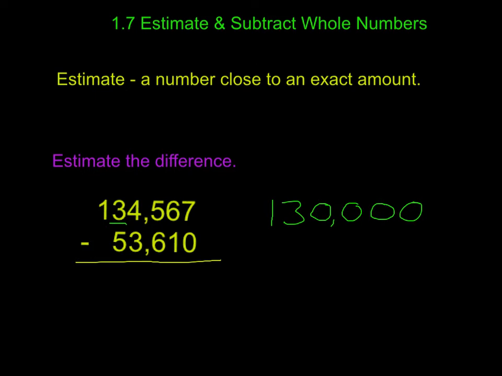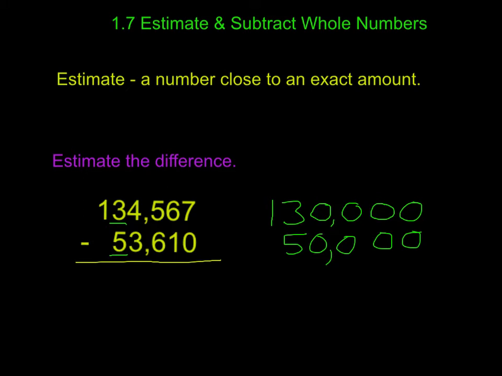Now we're going to go to our second number, and our second number is 53,610. And we're going to round this to the nearest 10,000. So we're going to underline our 5, because that's our 10,000s place. We're going to look right next door. If it's 4 or less, we ignore. If it's 5 or more, we add 1 more. So this is 4 or less. 3 is less than 4, so we're going to ignore. We're going to take our 5 there, and it's going to stay as a 5. So 5, and everything to the right turns into a 0. We're going to fill the rest in with zeros.